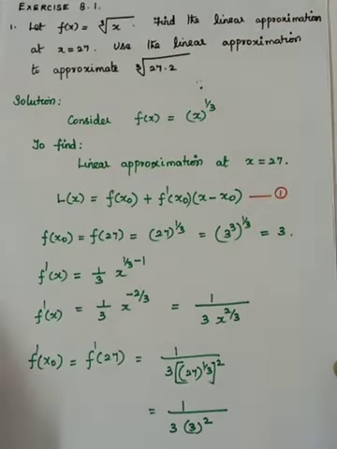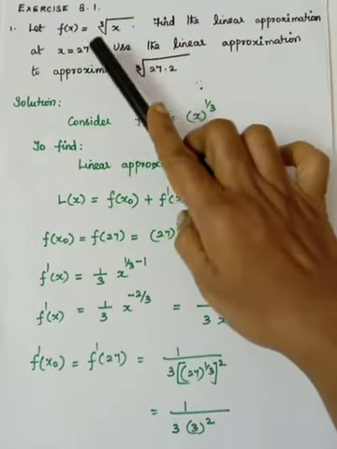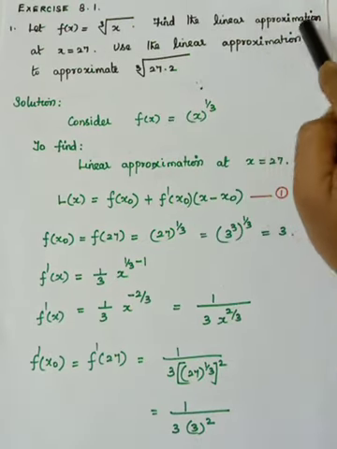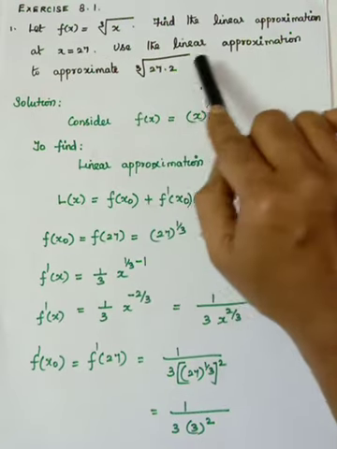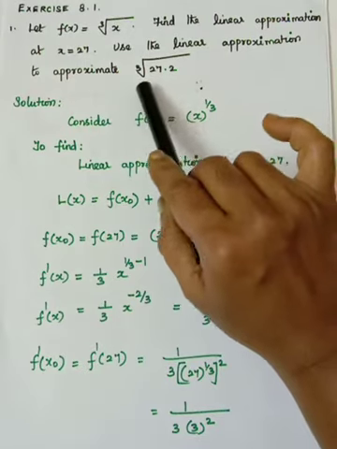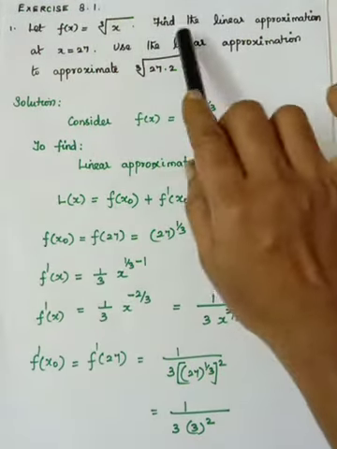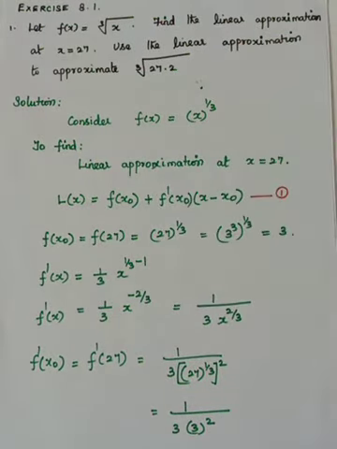Now we are going to see exercise 8.1. First problem: let f of x equal the cube root of x. Find the linear approximation at x equals 27. Use the linear approximation to approximate the cube root of 27.2. So first, what is asked? The linear approximation at x equals 27.